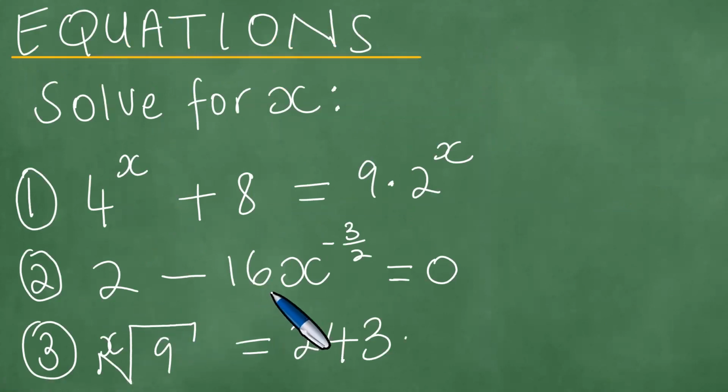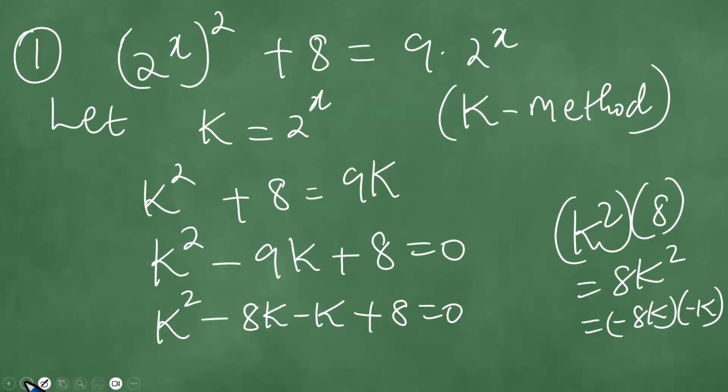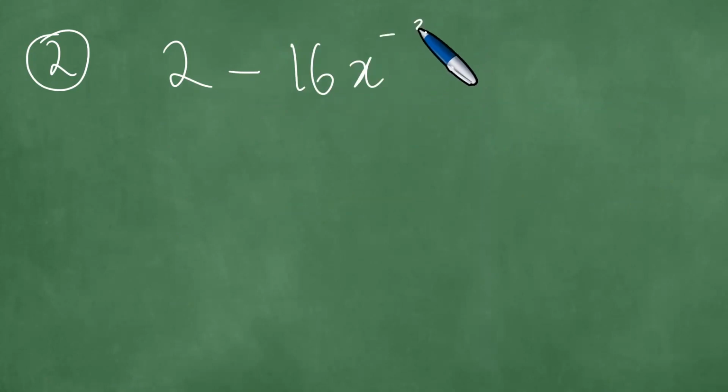Two minus 16x to the power minus 3/2 equals zero. I'm giving you 2 minutes, Pahala, to do this one. Okay, sir. And let me know, please, when you're done.